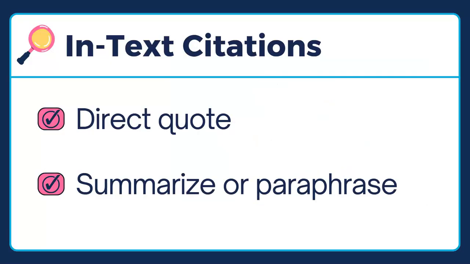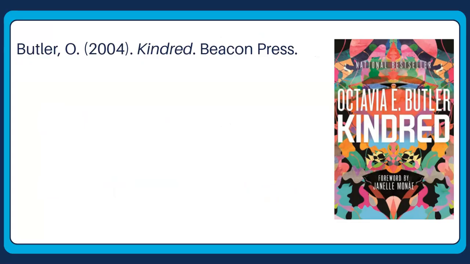Sometimes you'll want to use a direct quotation from the work you're referencing, and other times you'll want to summarize or paraphrase an idea you've read. You will always need to indicate the author and year of publication, and in some instances, a page number or page range. Let's look at an example.